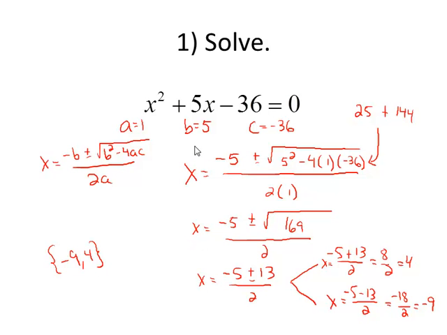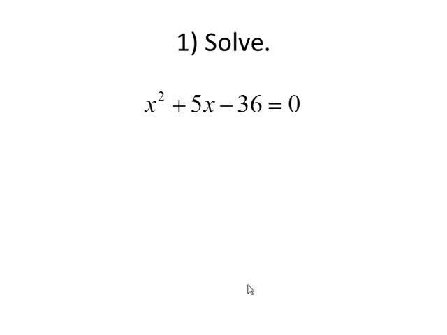Now, I didn't check this right away, but it's a good idea to have done this. This expression is factorable. And I'm going to show you on the next screen that we could have solved it a lot quicker if we had seen that it factored. X squared plus 5x minus 36 factors to be x plus 9 times x minus 4.